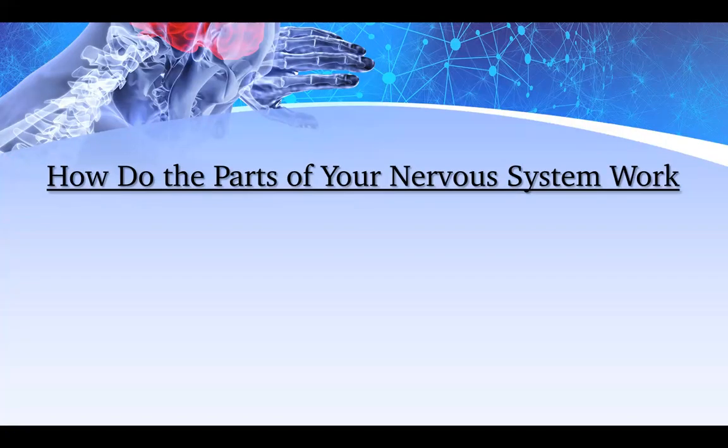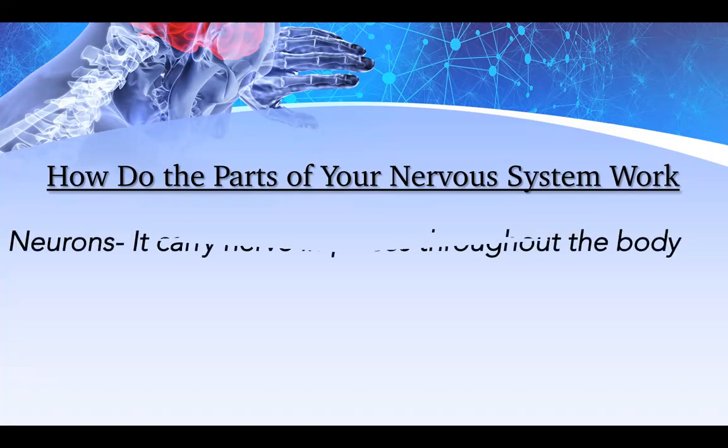How do the parts of your nervous system work? Your nervous system includes your brain, your spinal cord, and the nerves that connect organs to all parts of your body. Individual cells that carry information through your nervous system are called neurons. Neurons carry nerve impulses throughout the body. The message that a neuron carries is called a nerve impulse. These impulses may occur as either an electrical or a chemical signal.